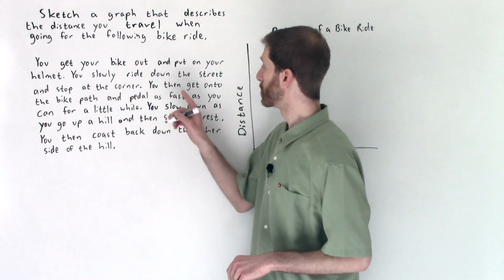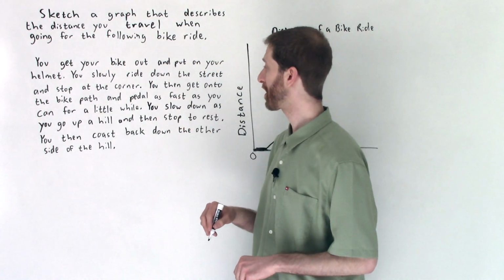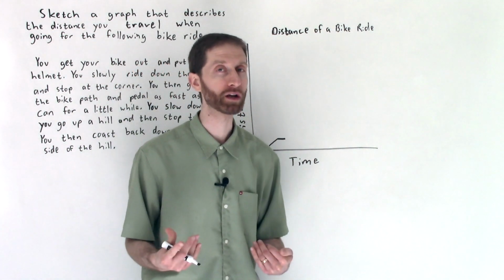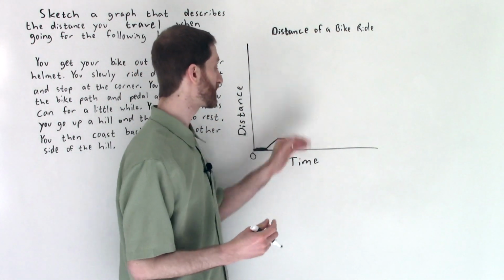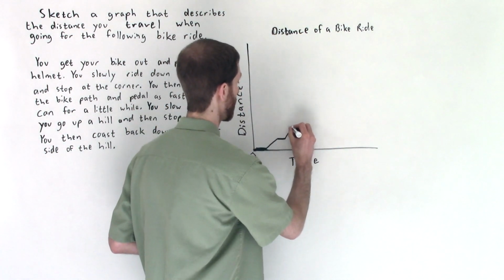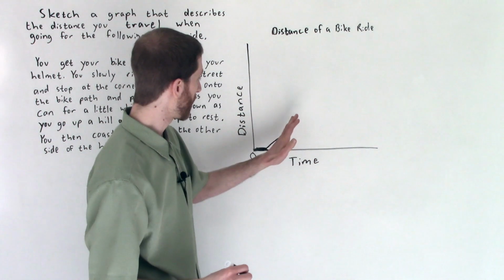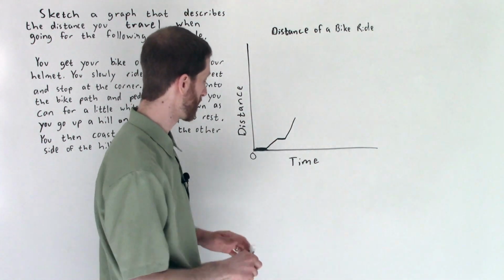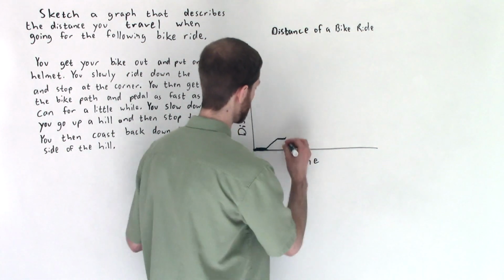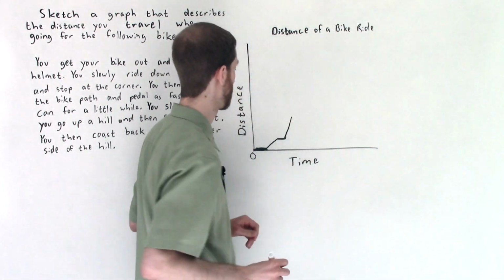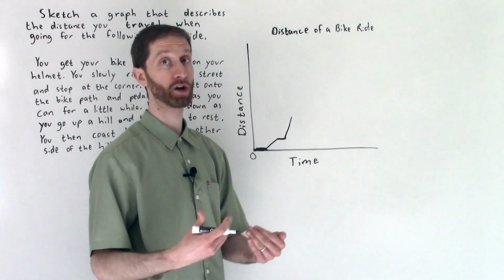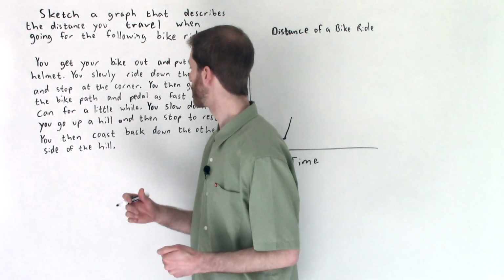Then we'll keep reading here. It says, you then get onto the bike path and pedal as fast as you can for a little while. If we're pedaling real quickly, then we're gaining a lot of distance in a pretty short amount of time. So I want to make sure that my line is pretty super steep. So that line is steeper than this line right here. In fact, we could probably make that even, let's go super steep. All right, we still need time to go on, but all right, there we go. So that line's pretty darn steep, showing that we're biking quicker. Then let's see what we do next.